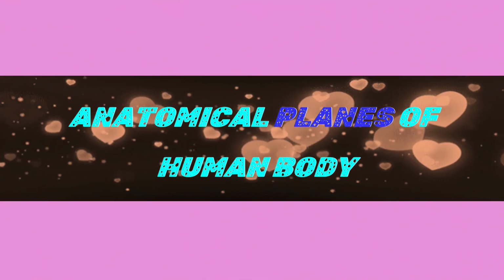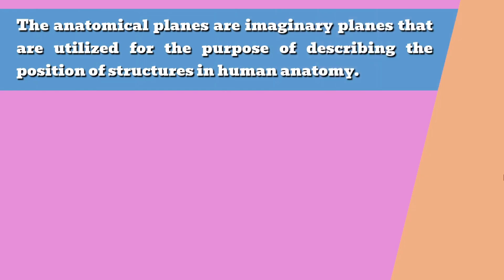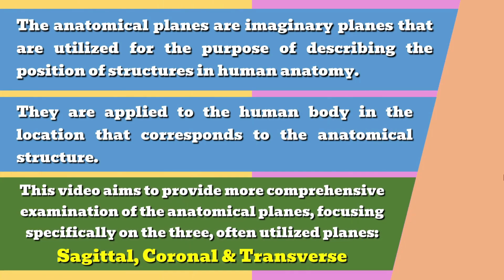Now coming to anatomical planes of the human body. The anatomical planes are imaginary planes that are utilized for the purpose of describing the position of structures in human anatomy. They are applied to the human body in the location that corresponds to the anatomical structure. This video aims to provide a more comprehensive examination of the anatomical planes, focusing specifically on the three often utilized planes. They are sagittal, coronal, and transverse planes.